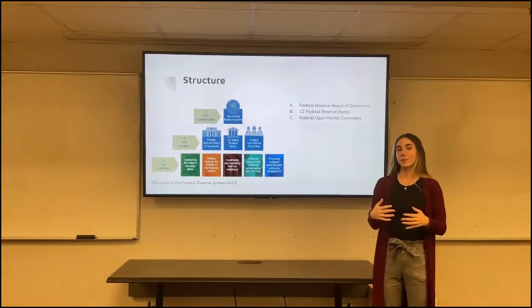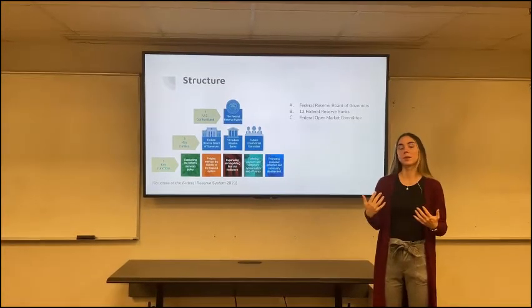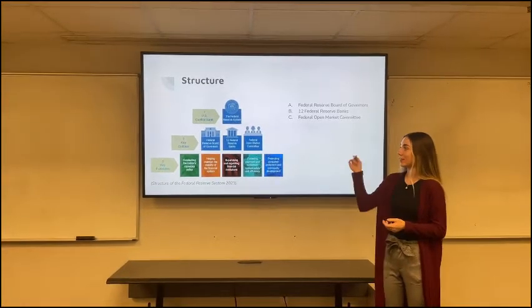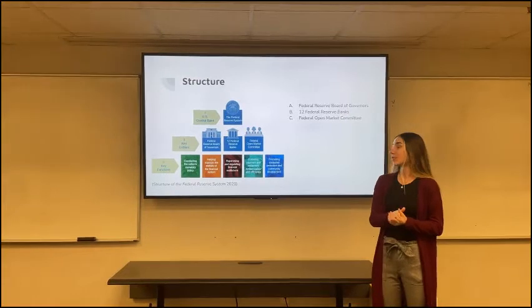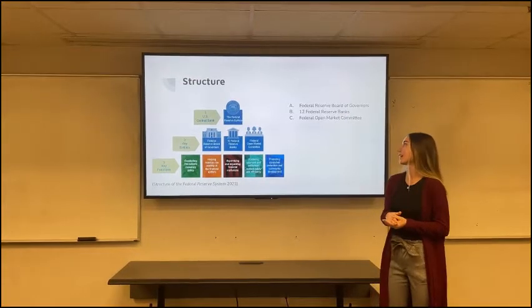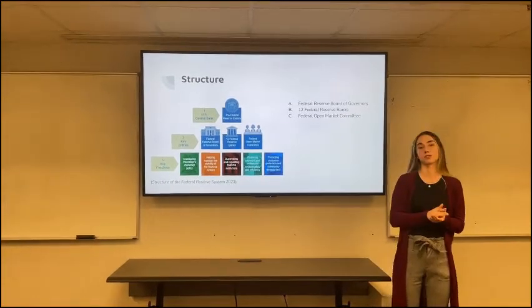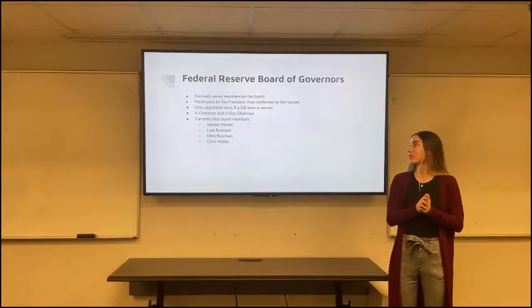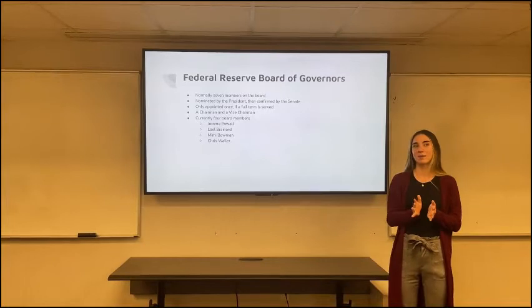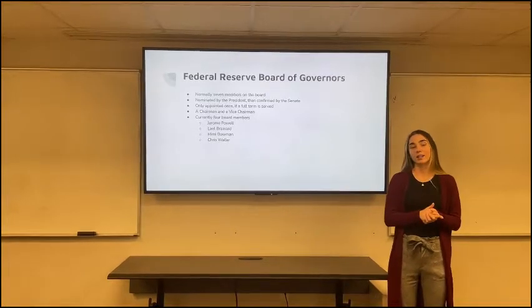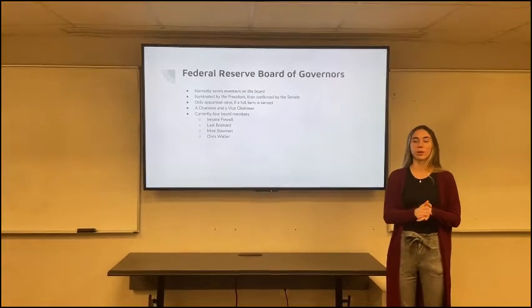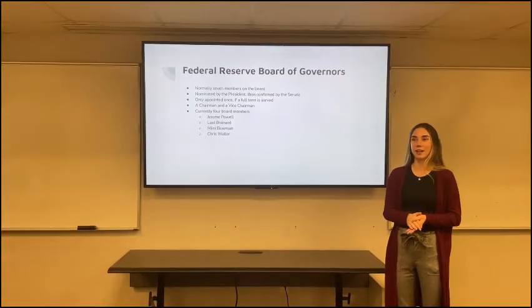That is just encompassing the entire system, but where the majority of the information actually comes from is the three key entities. So the first key entity we're going to be talking about today is the Federal Reserve Board of Governors. The Federal Reserve Board of Governors normally has 7 members on the board. Right now, as you can see by the list of the current board members, there are only 4, but they are working on getting those other 3 members added.